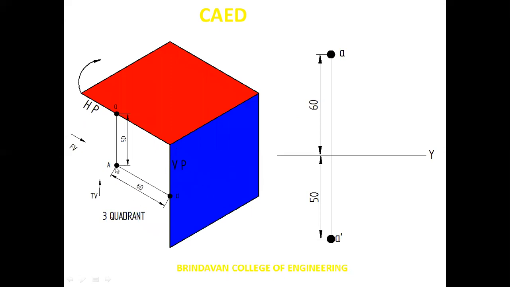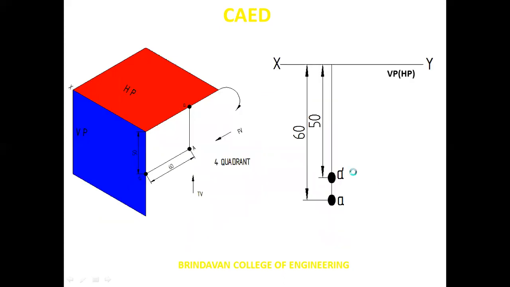The same in the third quadrant, you can see that the point is lying behind VP and below HP. You can see the dimension mentioned: A is lying 50 mm below HP and 60 mm behind VP. So following the same concept here, rotating HP by 90 degrees in clockwise direction, fixing the vertical plane, we get the convention like this. And this is also the same.